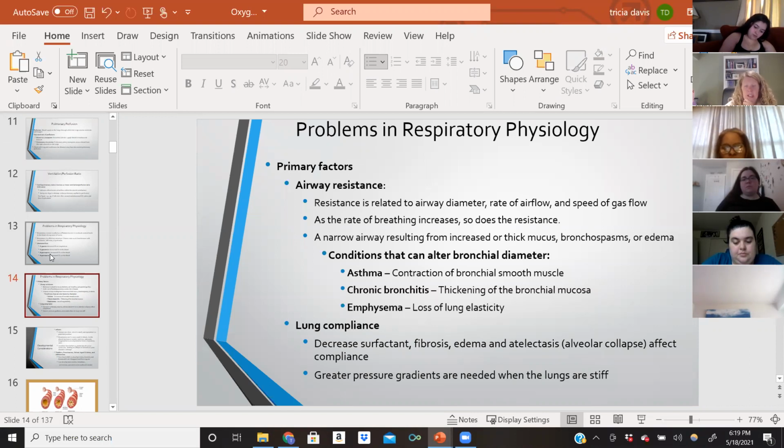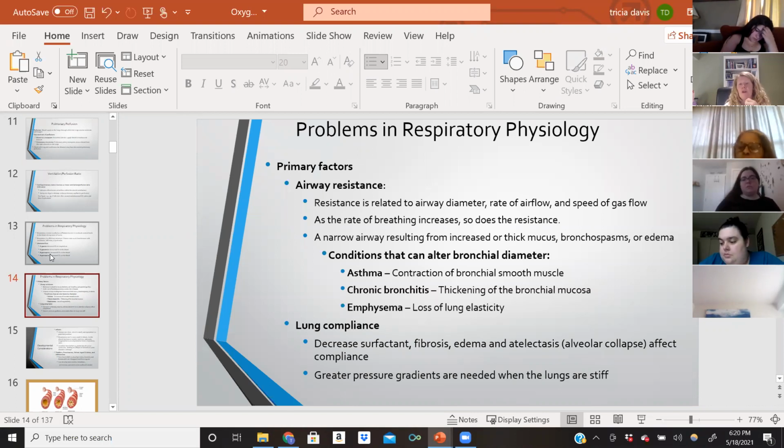So some of the conditions that can alter that bronchial diameter that we were talking about in the airway, we have asthma. In asthma, it is a contraction of that bronchial smooth muscle, so that can make that diameter a lot smaller. Patients with chronic bronchitis, this is a thickening of the bronchial mucosa, and it always stays that way. We do give them medicine to help with some of those symptoms, but for the most part, they always have that thickening of that mucosa. So if the mucosa is coated all on that bronchial area, that's also going to make that diameter small.